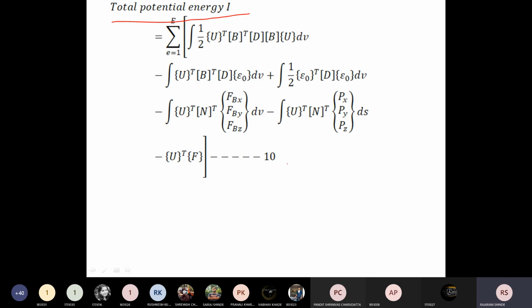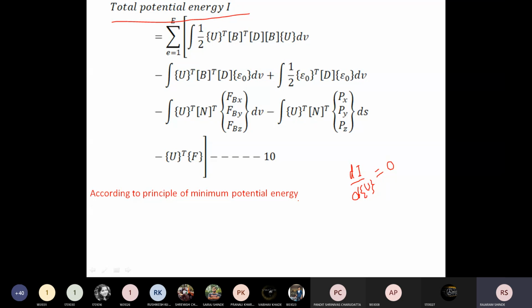Now I will apply the principle of minimum potential energy. Before application of the principle of minimum potential energy, I will tell you, according to the principle of minimum potential energy, it is dΠ by du. That is, du means it is a matrix. That means we differentiate your potential energy with respect to the u matrix and equate it with 0.